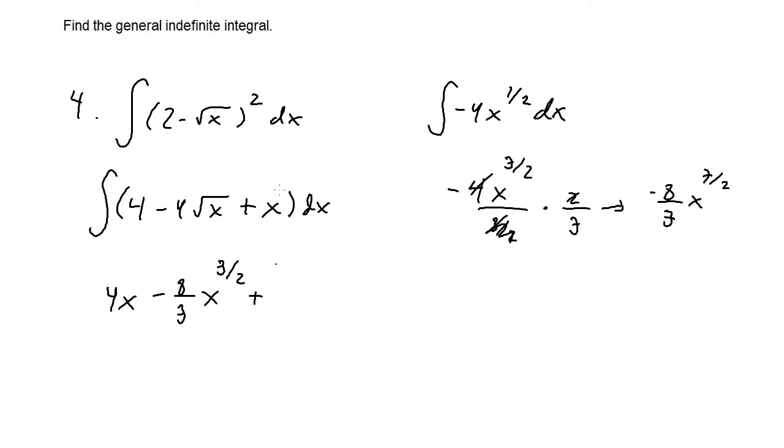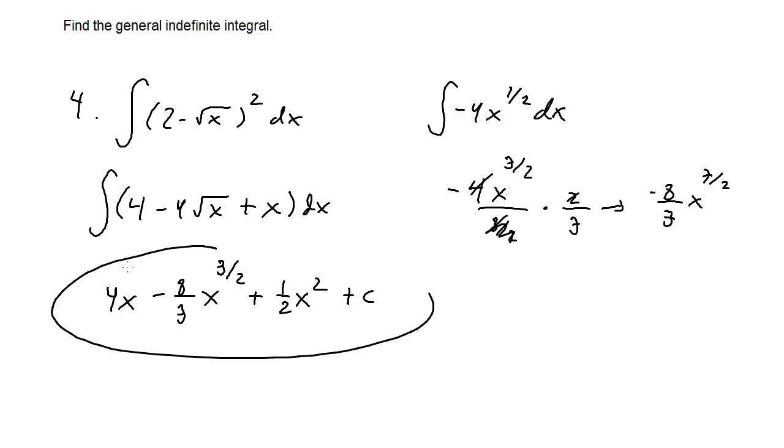And then we have plus the integral of x, which is going to be x squared over 2, or 1/2 x squared. Now that we have found the antiderivative, because this is an indefinite integral, we add the plus c, and that's the final answer.